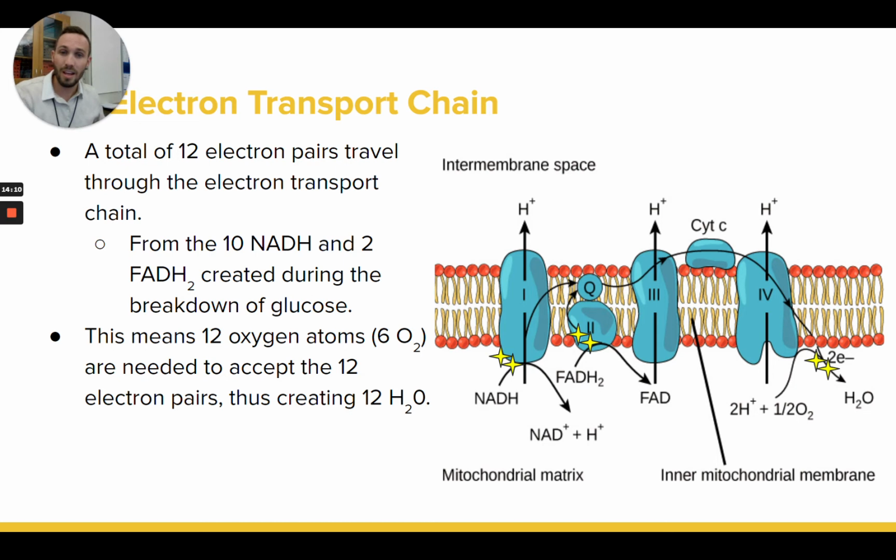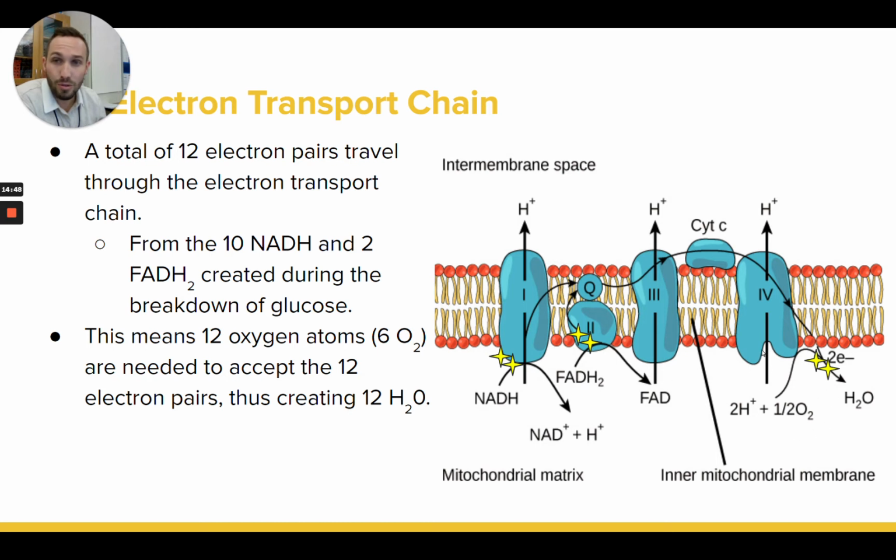which means that there's going to be 12 pairs of electrons dropped off here by those 10 NADHs and 2 FADH2s. So there's going to be 12 electron pairs traveling through this at some point, pumping out a bunch of hydrogen ions, which means you're going to need 12 oxygen atoms to collect each of those 12 pairs of electrons. Every pair of electrons has to be collected and accepted by an oxygen atom. So you're going to need 12 oxygen atoms, which would be 6 O2 molecules, all the oxygen you need to collect those 12 pairs of electrons after they're dropped off by these guys.